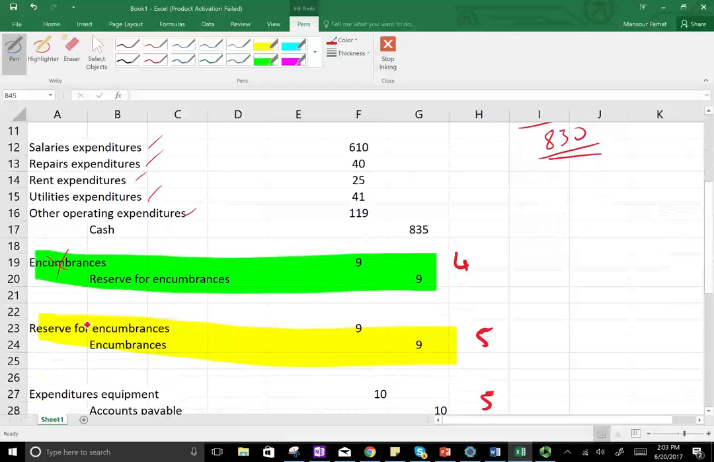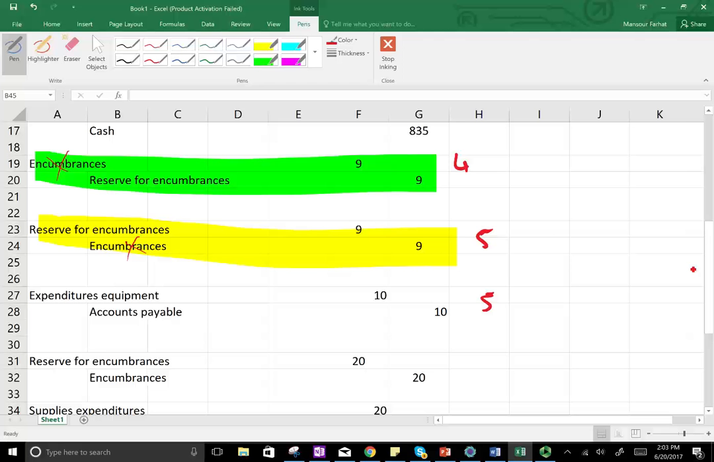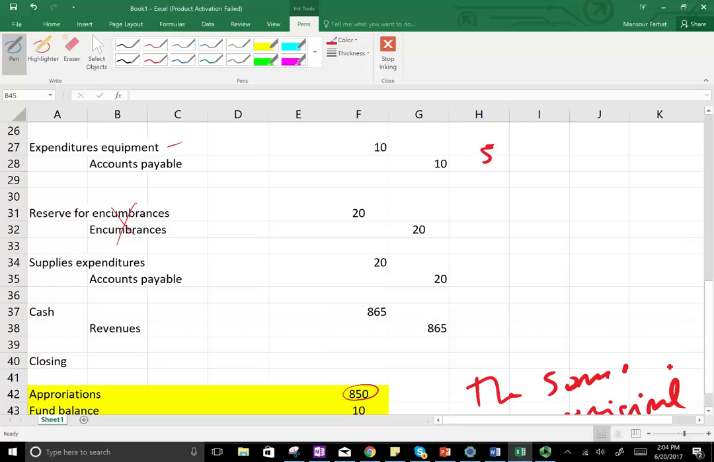Again, this encumbrance was closed by itself. And again, the other encumbrance was also closed. This is an expenditure I need to close. And this is a supplies expenditure I need to close, and this is a revenue account I need to close. So let's go ahead and close them. I'm going to start with revenues.